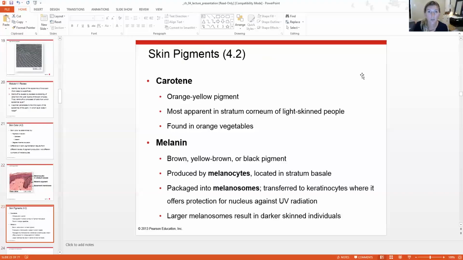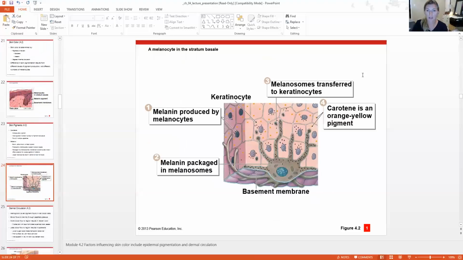Melanin is the yellow-brown or brownish pigment produced by melanocytes in that deep layer of the epidermis. And there you see, the melanocytes are really big. They have lots of melanin in them, and that melanin can perforate through to different layers.